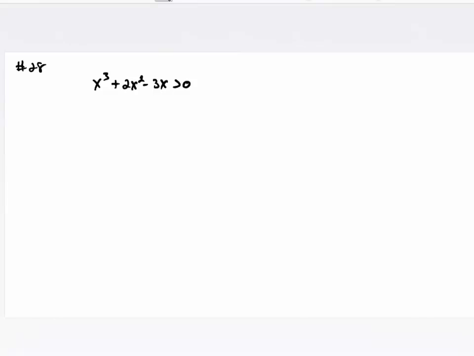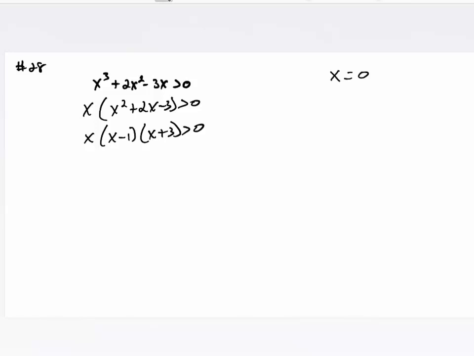So what we're going to do here again is go ahead and factor this. We're going to split it up into factors. So we have x, and then I end up with x squared plus 2x minus 3 is greater than 0, which means that this is going to factor into x times x minus 1 times x plus 3 is greater than 0. So I'm going to have x equals 0 as my first factor, right? And then the second one is x minus 1, so x equals 1. And then x plus 3 is going to give me that x equals negative 3.